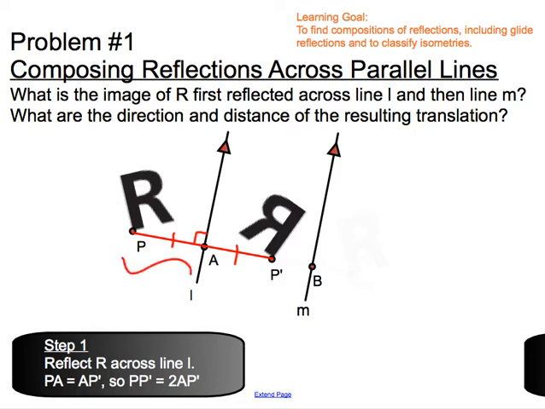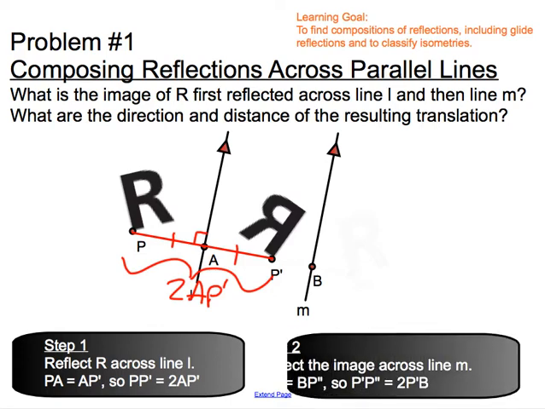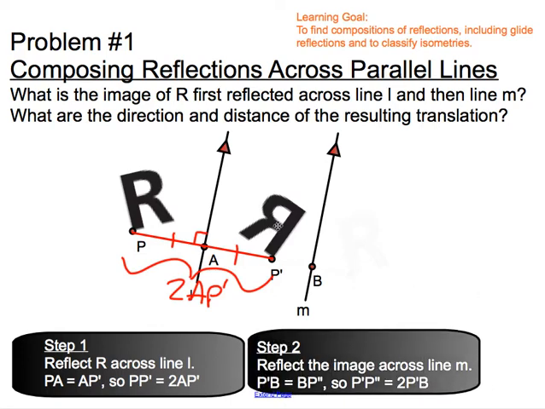So we can say that the total distance from P to P prime is 2 times the distance from A to P prime. The second thing we're going to do is take this R and reflect it again, except this time across line M. Here P prime is being reflected to P double prime, and again this has to be a 90-degree angle based on our rules for reflections. Every point on this final R is going to be the same distance from P prime to B as it is from B to P double prime.